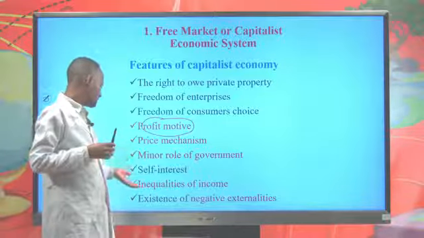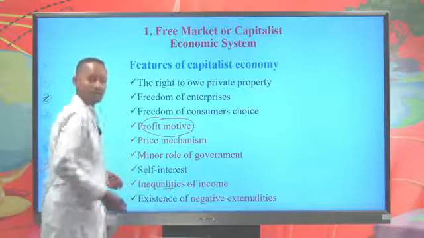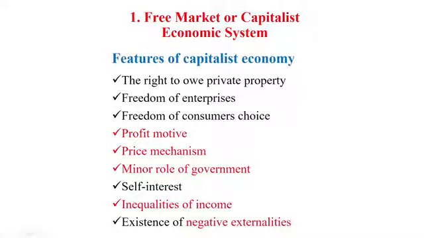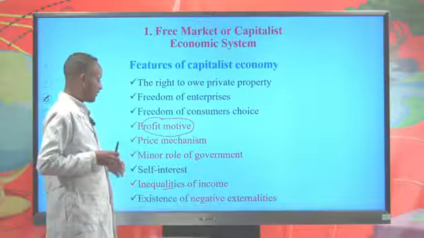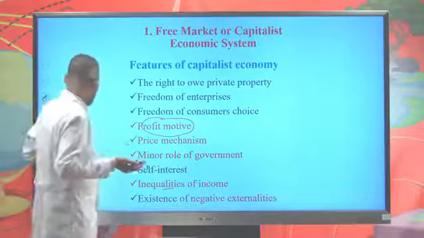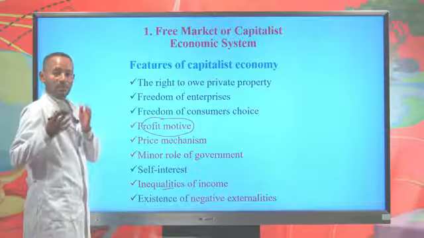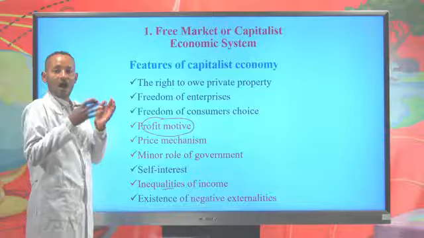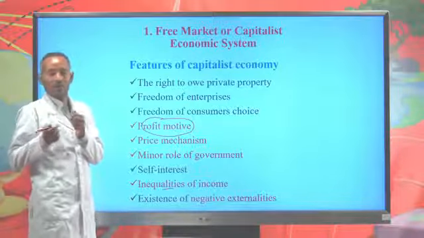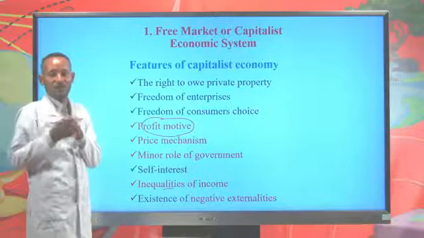There is self-interest, and the other feature of the capitalist economic system is inequality of income. That means the gap between the poor and the rich is very high. The other feature is the existence of negative externalities. There are two externalities called positive and negative externalities. Negative externality means if the action of one party affects the livelihood of the other, in this case there is negative externality. But if the action of one party benefits the other, there is positive externality.